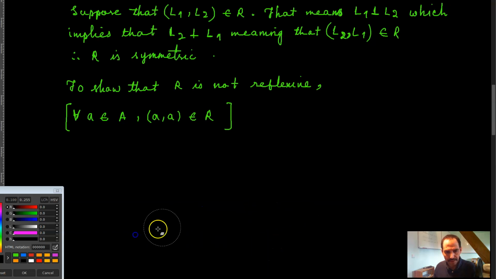Now what that means in this context is that we are talking about all the lines in a plane, and then the rule that we have, our relation, is that (L1, L2) belongs to R.